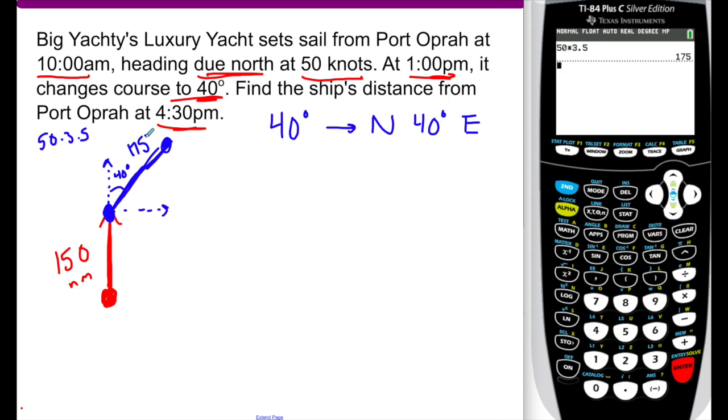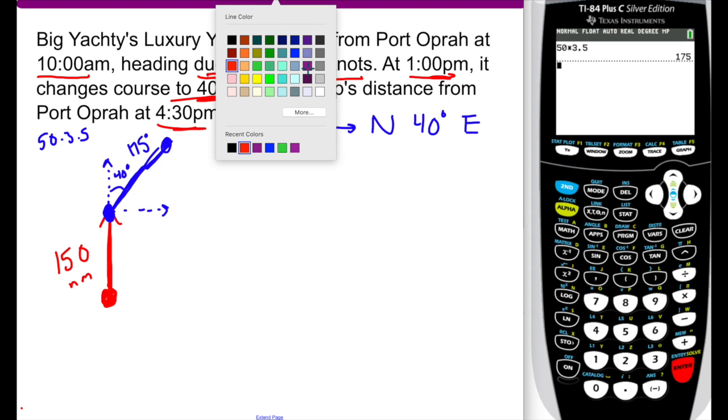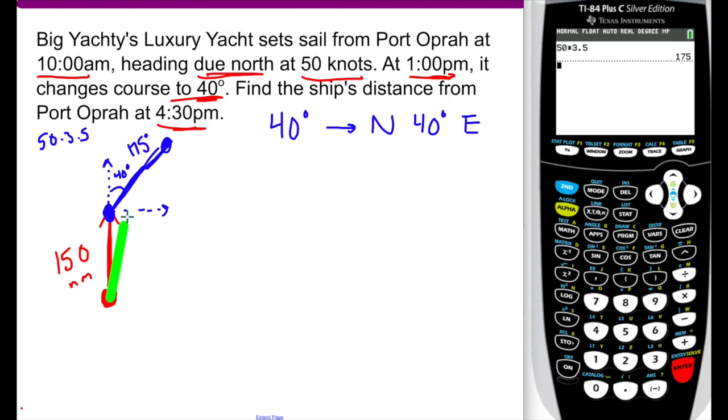So it's almost isosceles. What I now need to know is this distance right here. And actually, I'm going to change my color here. Let's do green so we can clearly see. I want to find this lime green distance right here. Let's label a couple more things. First of all, we know that this is due north.